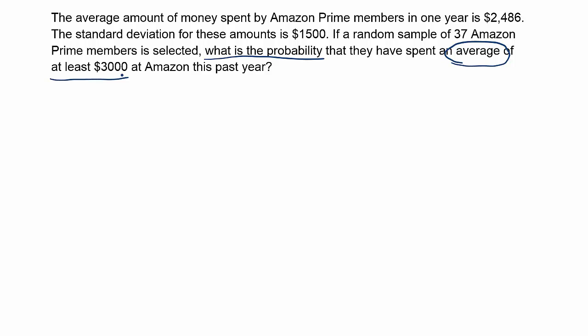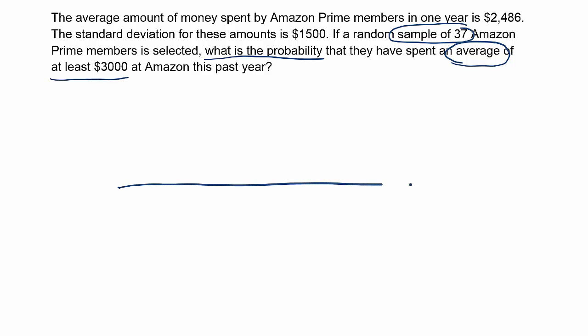Okay, so they're asking us for the probability that a sample mean, because it comes from a sample of 37 randomly selected Amazon Prime members, is at least $3,000. The only rule we learned that deals with that is the theorem called the central limit theorem. It tells us that when the sample size is sufficiently large, sample means will fall on a bell curve. They will follow a normal distribution, or at least an approximately normal distribution. For our purposes, though, we can just assume it's a normal distribution. If it's approximately normal, we'll model it by the normal distribution. So we'll draw a bell curve.